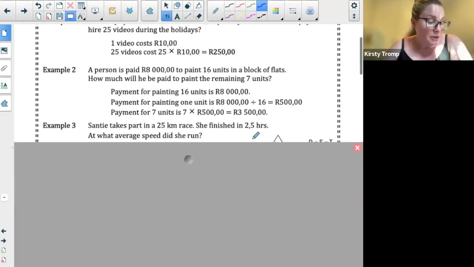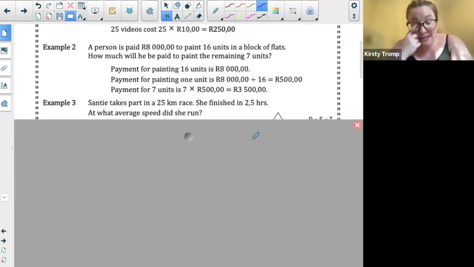For example number 3, we're going to look at our distance, speed, and time, a little triangle. Lorona, don't worry if you lost. We're going to do some together as well, okay? Santi takes part in a 25-kilometer race. So Santi's in a race, racing 25 kilometers, and she finishes in 2.5 hours. At what average speed did she run? So what speed did Santi run at?